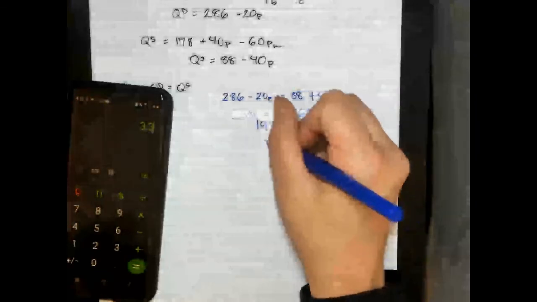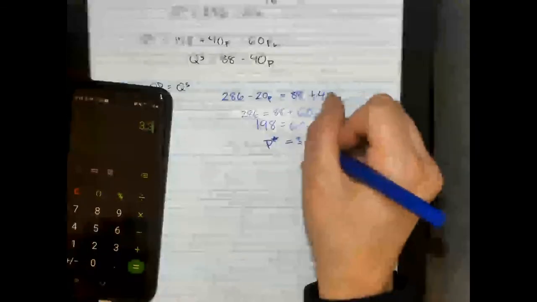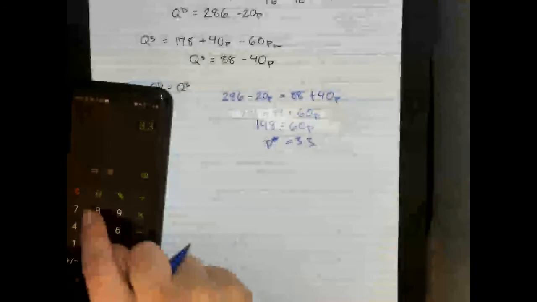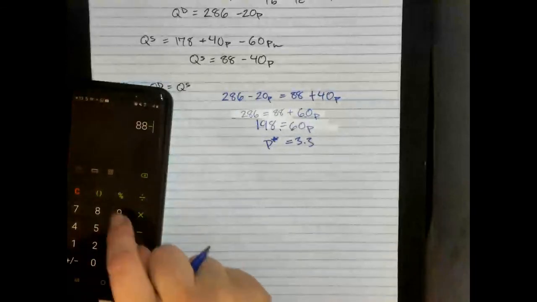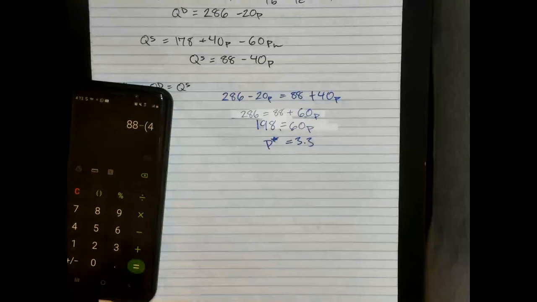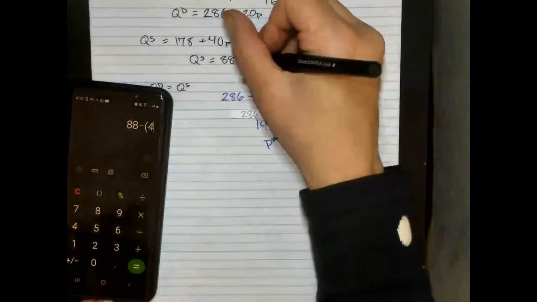So our equilibrium price occurs at $3.30. So I can go back in and plug that in here to the supply function, which would just be 88 plus, or sorry, if I make that mistake one more time, they're going to kick me out of economics.